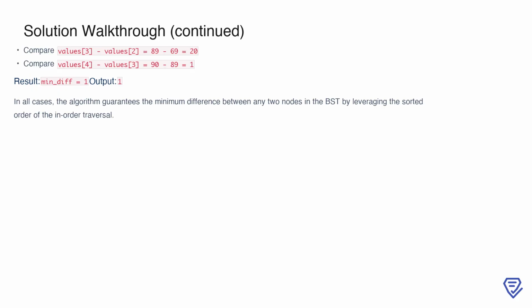Across all the examples, the algorithm reliably identifies the minimum difference between any two nodes by leveraging the sorted order produced by the in-order traversal.